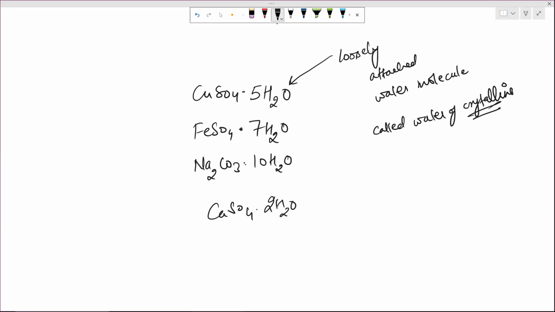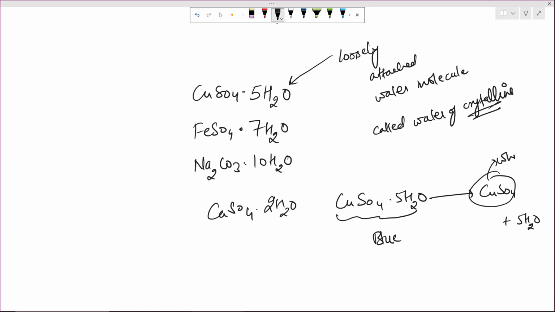Yes, sir. So when you heat copper sulfate pentahydrate, it first loses its water of crystallization. It is blue in color due to this water of crystallization, and after losing it, it is white in color. Similarly, when you heat ferrous sulfate, FeSO4.7H2O, which is green in color, it changes to FeSO4 plus 7H2O. Okay, understood?